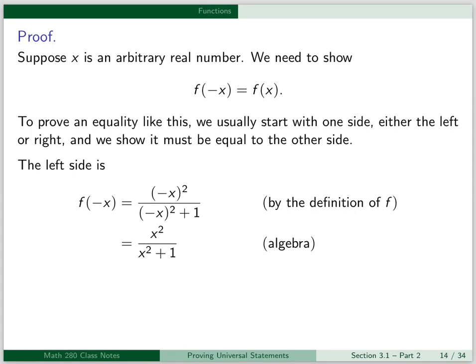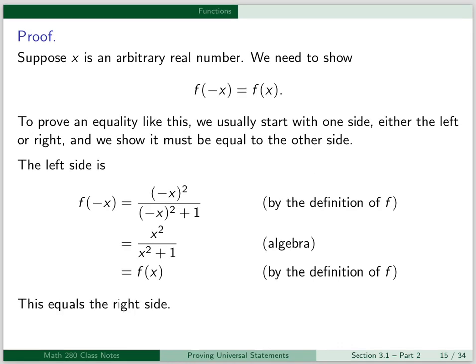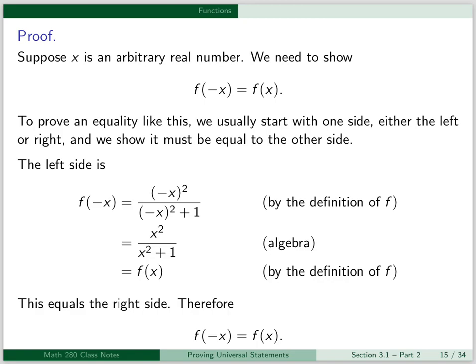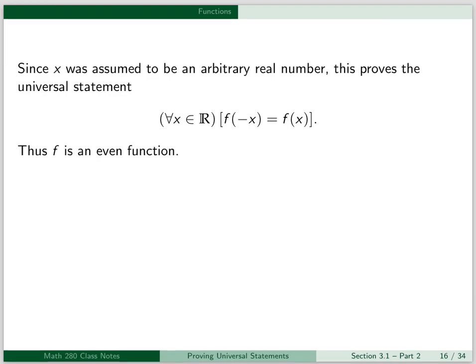Now some algebra. Minus x quantity squared is just x squared. So this reduces to x squared over x squared plus 1. And according to the definition of our function, this is just f of x. So this equals the right side. Therefore, f of minus x is equal to f of x. And since x was assumed to be an arbitrary real number, this proves the universal statement for all x in R, f of minus x equals f of x. And thus f is an even function.